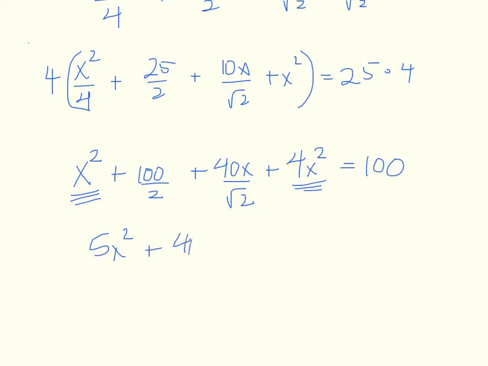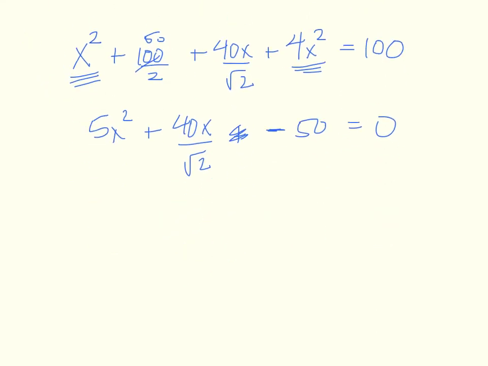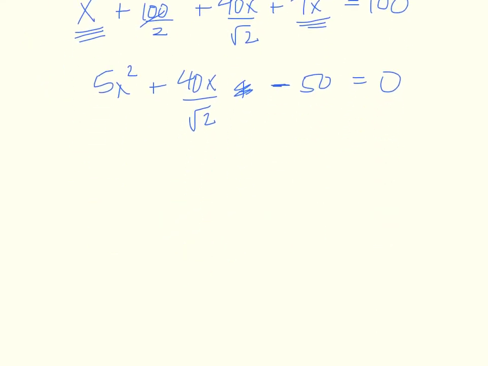So I've got 5x squared, plus 40x over root 2, plus, what is this? That's 50, but then minus 50 equals 0, right? Okay, now to make life easier, I'm going to divide everything by 5. x squared plus 50 plus 40x over root 2 equals 100. 4x squared is equal to 100.